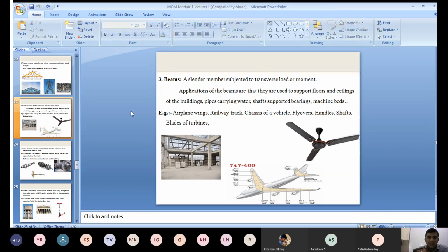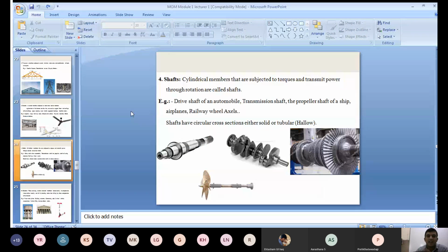Next, another one is shafts. Shafts are nothing but cylindrical members. I think you have seen them in your bicycle, motorcycle, cars, buses, railway wheels, right? Then we also see them in mixer, grinder, washing machine. You can see these are the cylindrical members that are subjected to a torque, meaning a twisting moment.